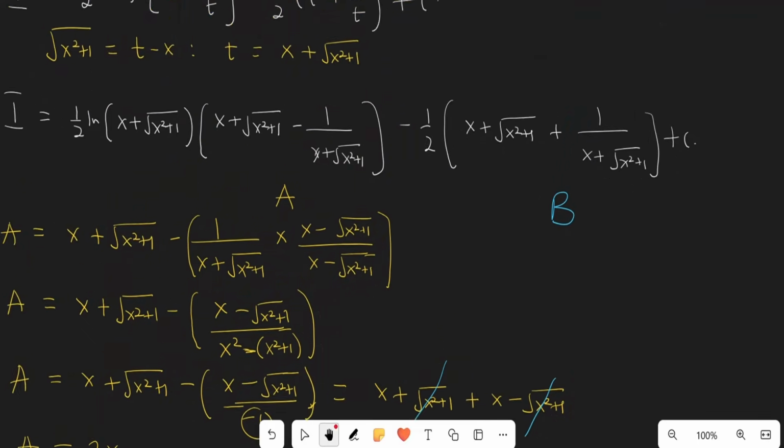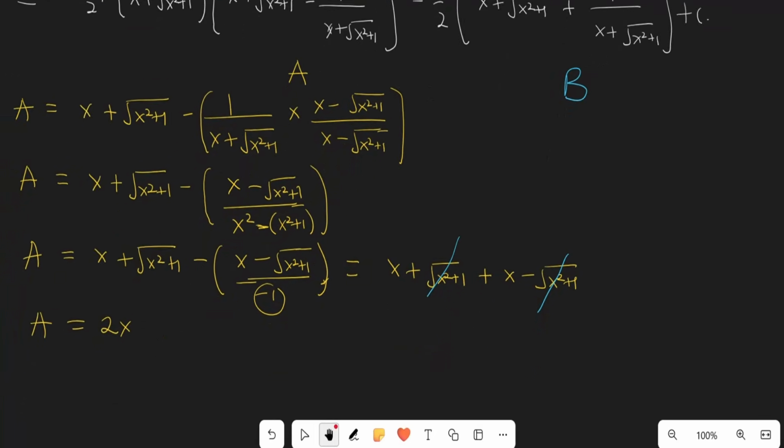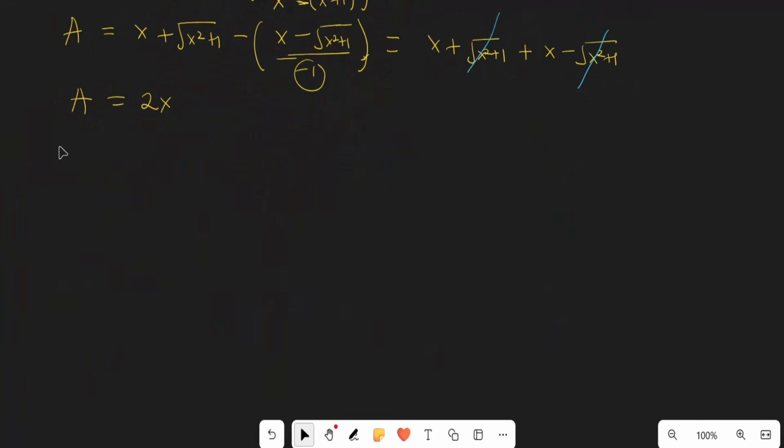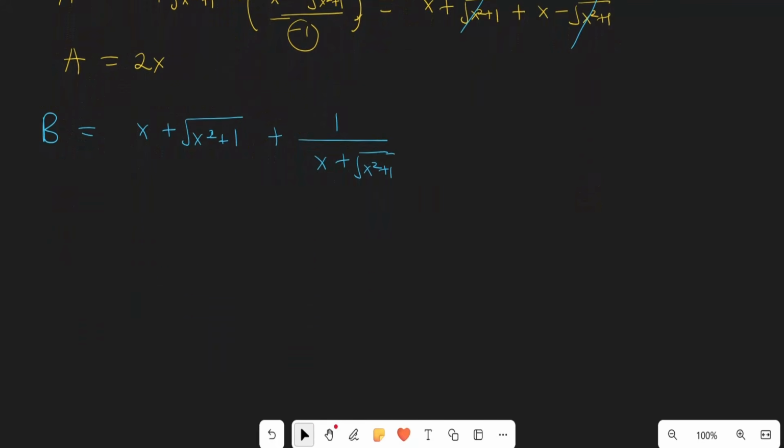So B, if we can recall, is this guy here, x plus the square root of x squared plus 1 plus 1 over that. So B is x plus the square root of x squared plus 1, plus 1, all over x plus the square root of x squared plus 1. We are going to do the same thing here to see what it will be. So here we are going to rationalize the radical.